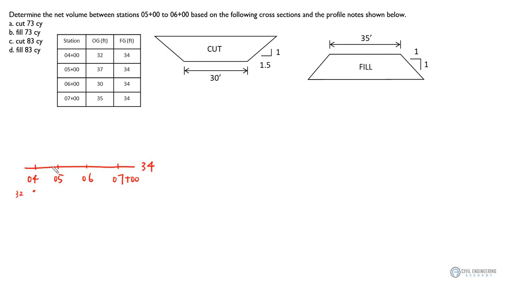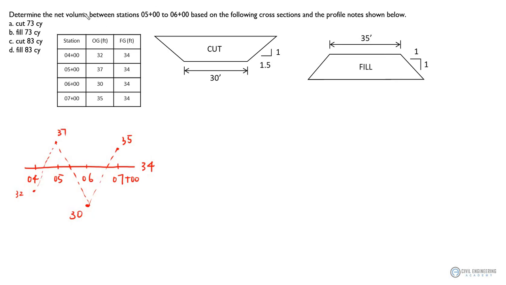This is 32. All right, and then at station 05+00, the original grade is 37. So it should be somewhere here. Okay, 37. And next station, it is at 30, which is below the finished grade by 4 feet. So it could be somewhere here, 30. And finally, at station 07, the original grade is 35. So it's going to be right here. Okay, and I'm going to connect all these elevations. So the dashed line here represents the original grade of this profile, right?